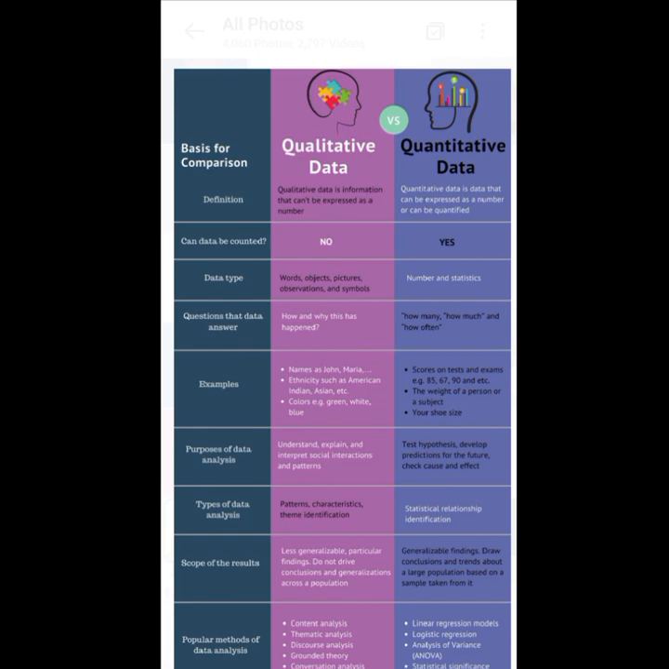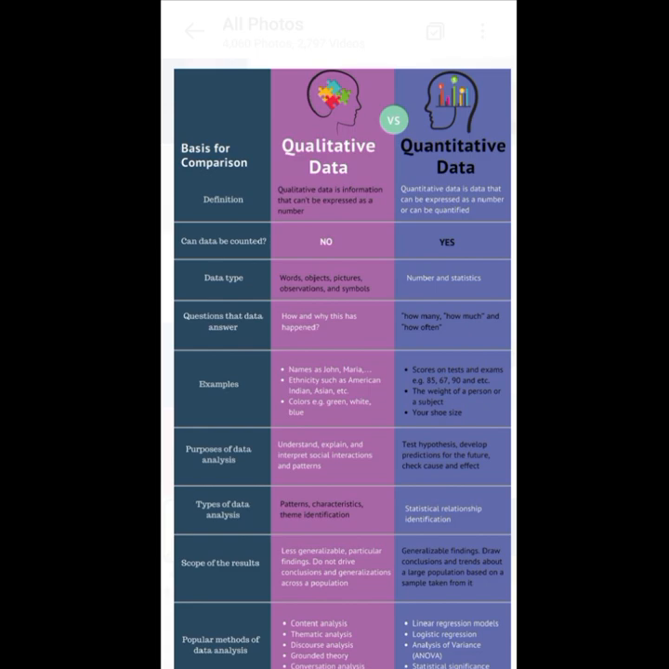Can the data be counted? Here's an easy way to remember. If you can't count the data, it's qualitative. If you can count it, it's quantitative. Let's have a look. Saying the class is very active, that's qualitative. Saying there are 30 students in the class, that's quantitative. Qualitative data captures the essence of things, while quantitative data captures their amount.